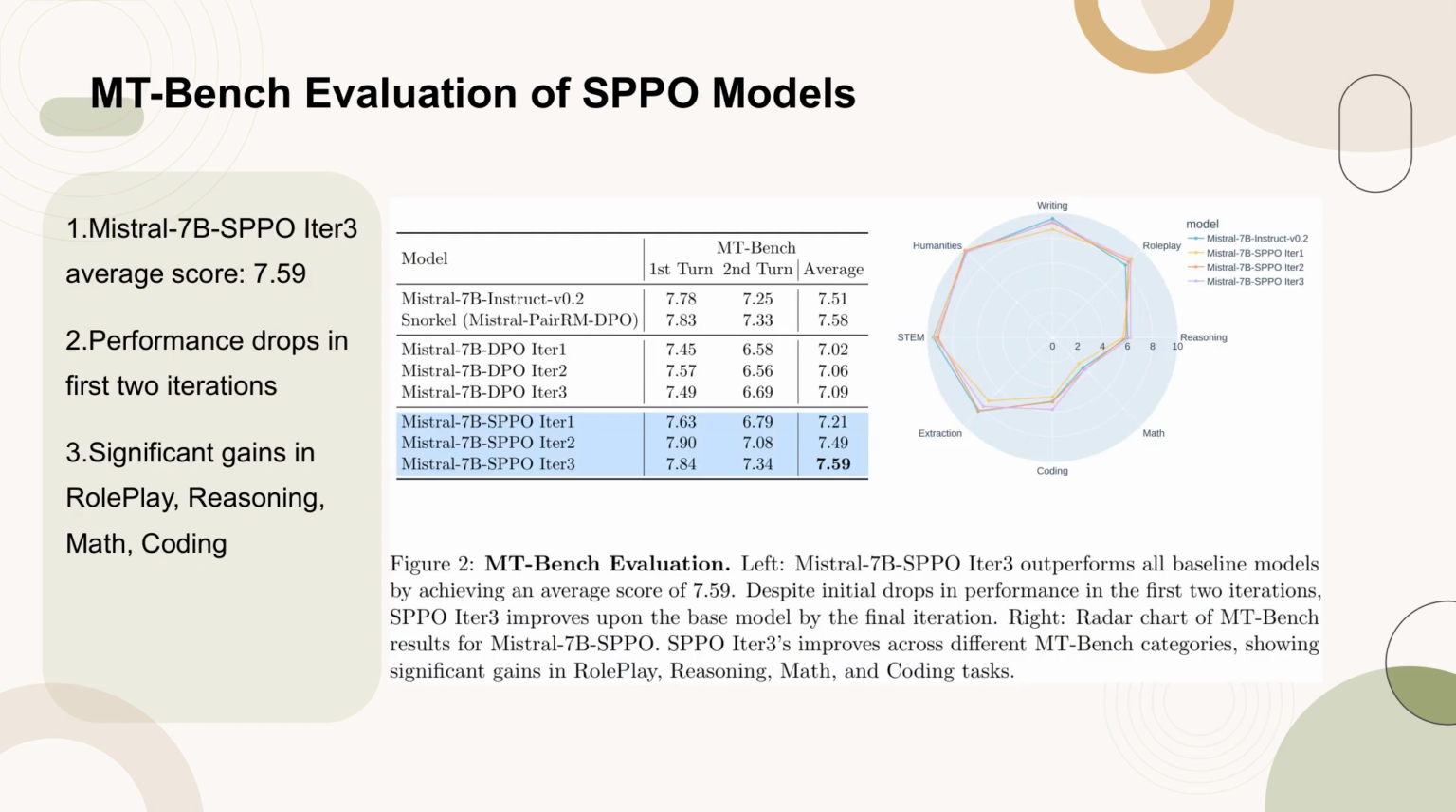Figure 2 presents the MT-Bench evaluation results for the SPPO models. On the left, it shows that Mistral 7B SPPO Iter3 outperforms all baseline models with an average score of 7.59. Despite initial performance drops in the first 2 iterations, the final iteration of SPPO shows improvement over the base model. The right side of the figure displays a radar chart of MT-Bench results for Mistral 7B SPPO, highlighting significant gains in roleplay, reasoning, math, and coding tasks.